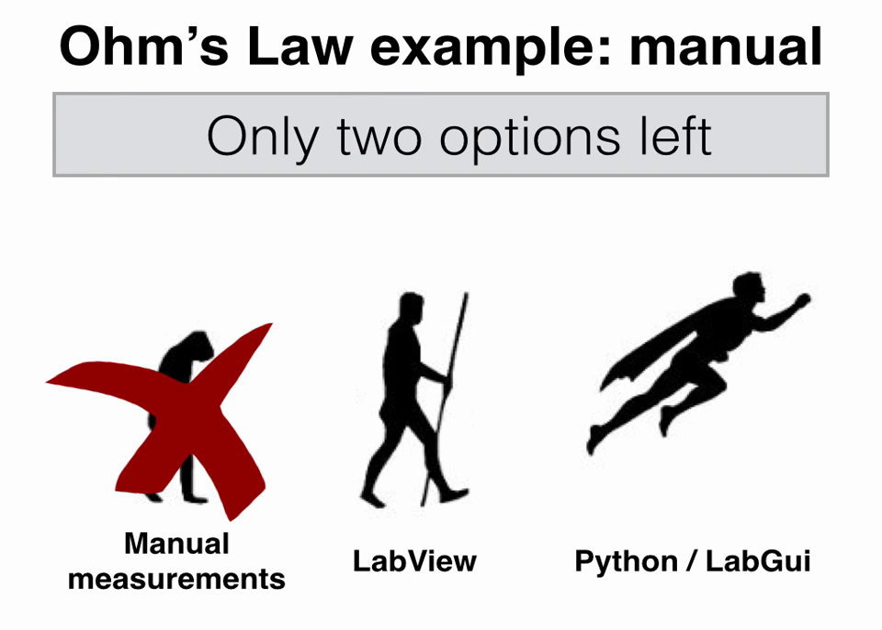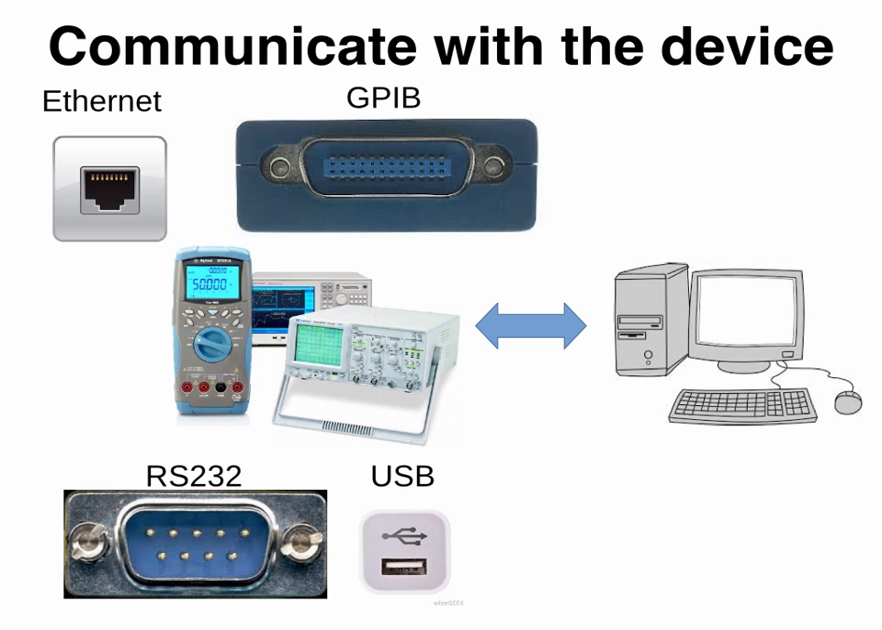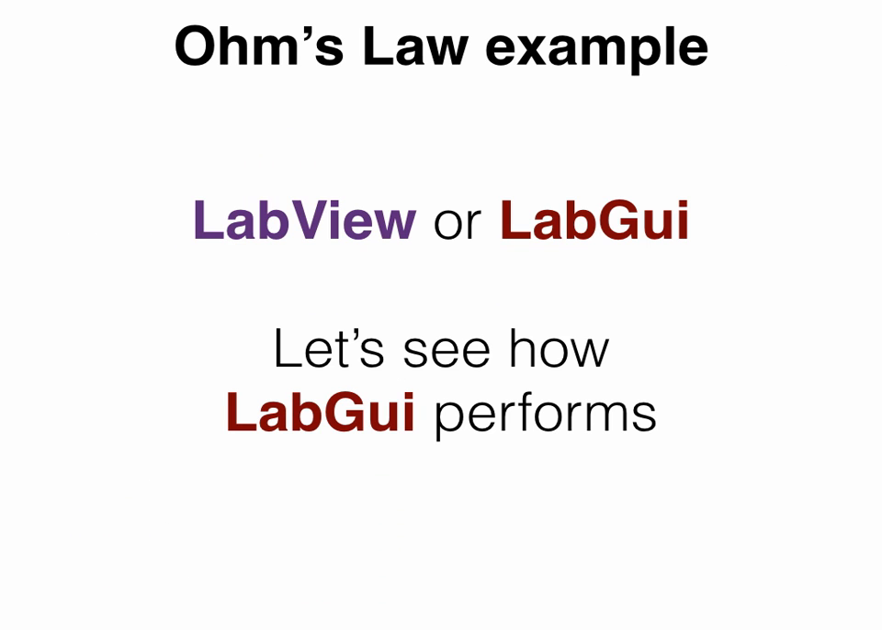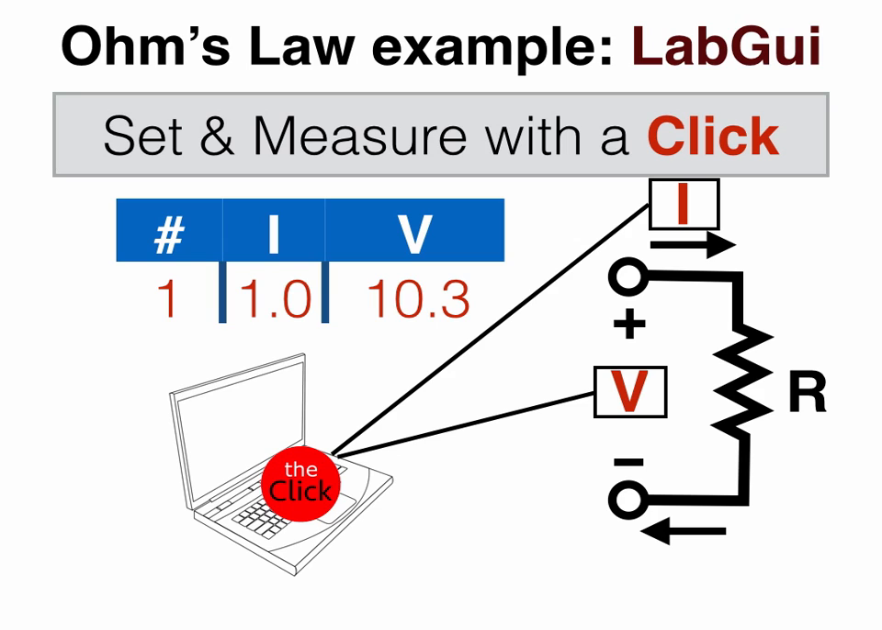Let's look into that. Today, almost all measurement devices have the possibility to be controlled by a computer. I will show you how you would typically carry out the same Ohm's law experiment using the computer software we designed, LabGui. First of all, no need to turn some knobs or look at different instrument screens. You control all of them from your computer and you can perform one measurement with a simple click.